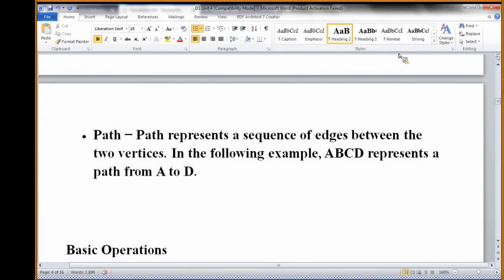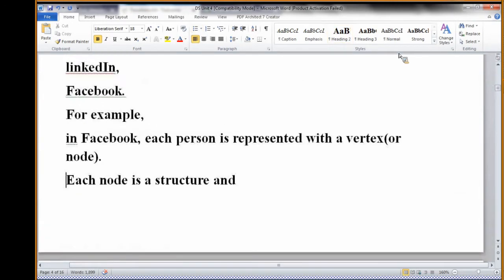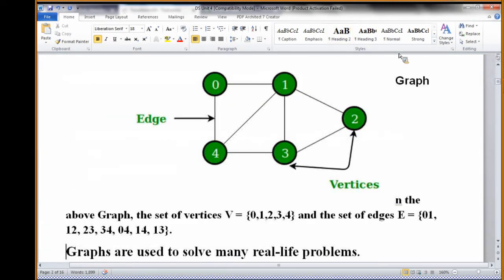Based on the path 0, 1, 2, 3, 4, if you want a path from 0 to 3, you can see 0, 1, 2, 3, or otherwise 0, 4, 3. So there are two paths, and also 0, 1, 3, and 0, 4, 1, 3. Like that there are so many paths between 0 and 3.